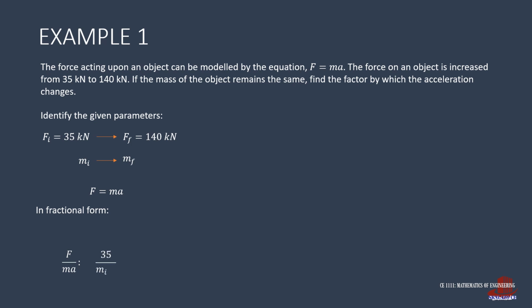So for the first case, we get F over m times a with their initial values, where F is 35 kilonewtons. The second case has the same parameters valued in their final condition, that is, F is 140 kilonewtons. Using cross multiplication, the equation turns into 35 times a final is equal to 140 times a initial. Divide both sides by 35 to get the final acceleration as 4 times the initial acceleration. So from this relationship, the factor is 4.